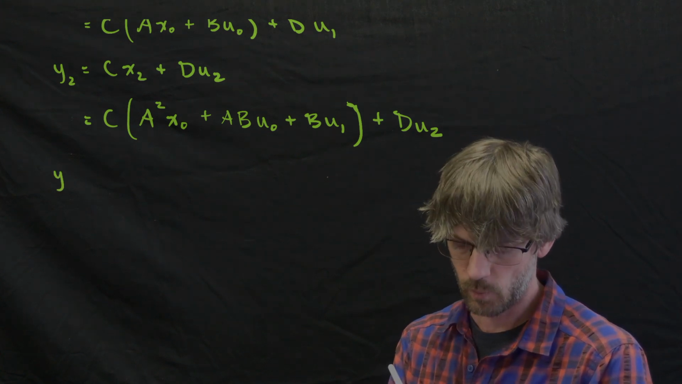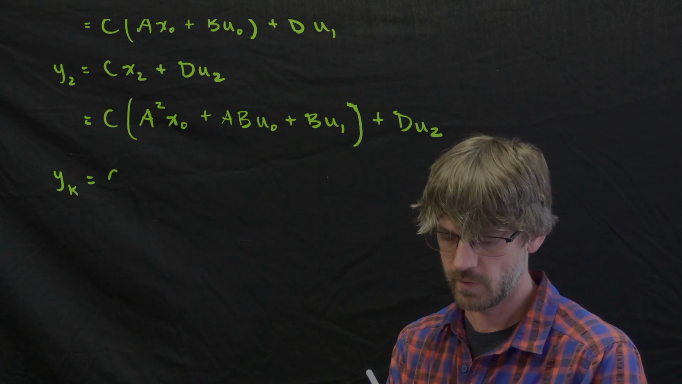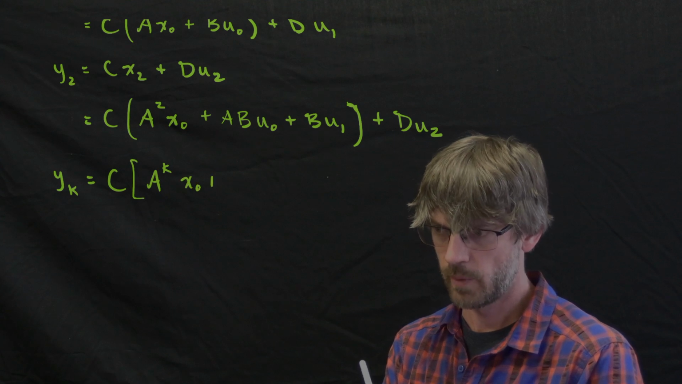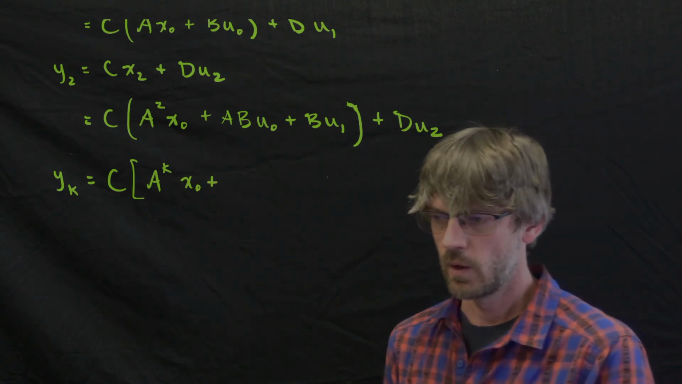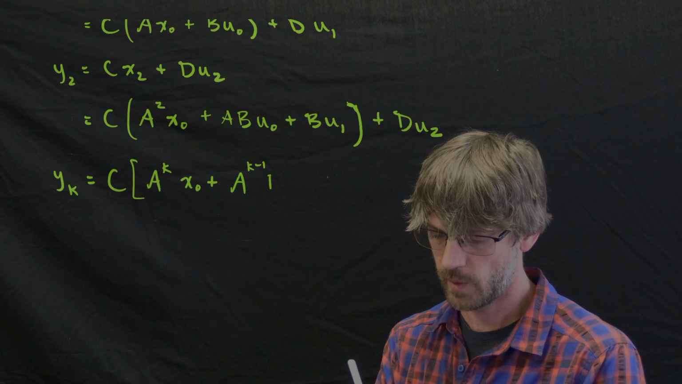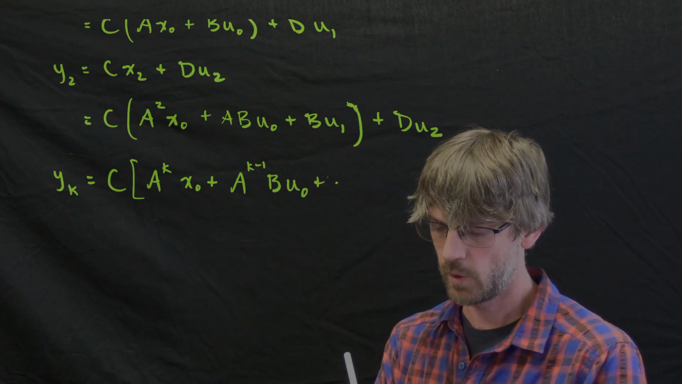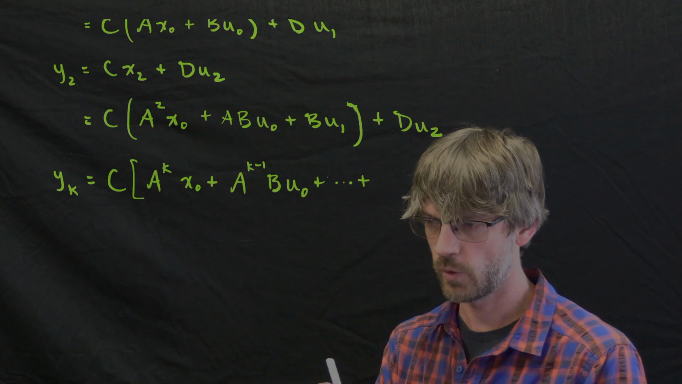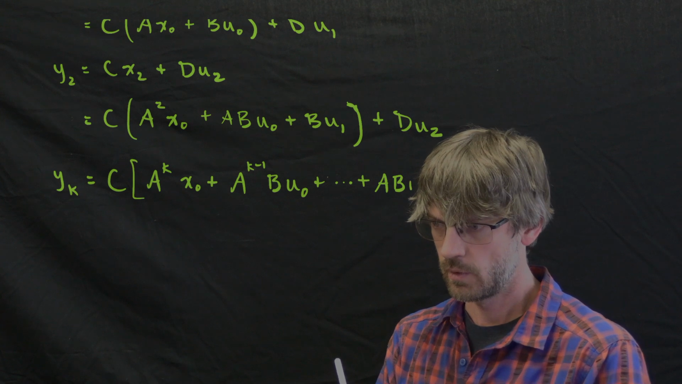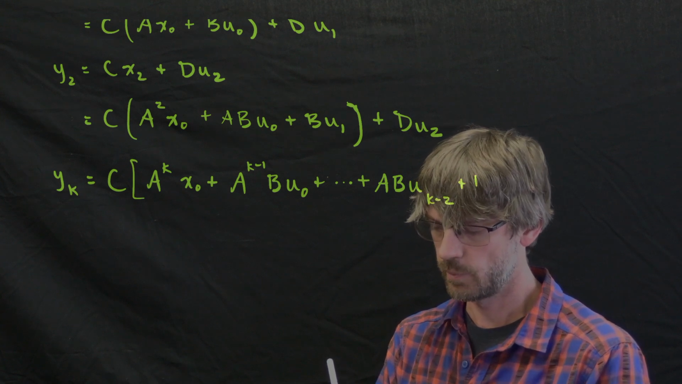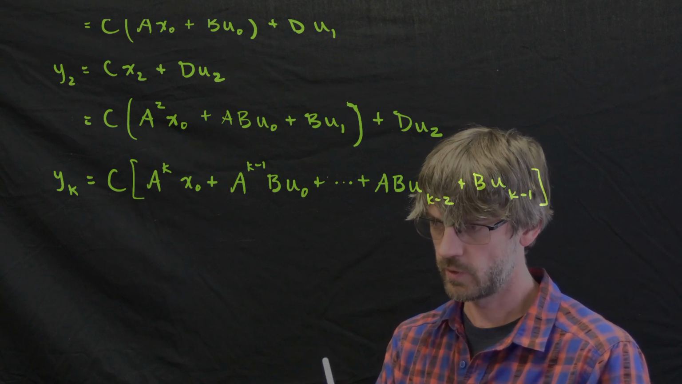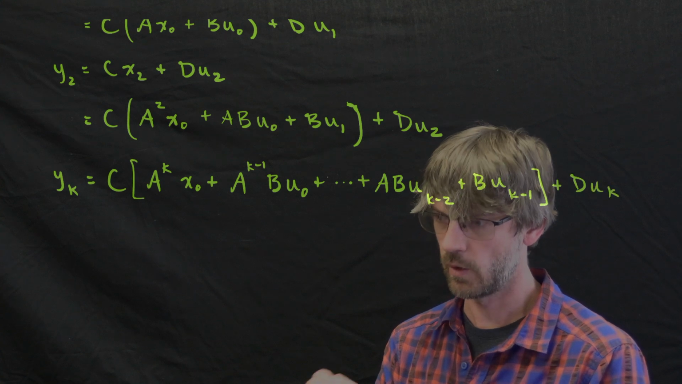Now we can generalize this and make it a function that we could apply to however many time steps we needed. So we can write out y of k is going to be c times a to the k times x0 plus, and now this part gets a little bit confusing, but then we'll simplify it down. We'll have a to the k minus 1 times b times u0, and then we'll have a whole bunch of these terms. I'll write out the one for k minus 2 here. So we have a, b, u, k minus 2 plus b, u, k minus 1. And we're still going to have the plus d, u, k all the way out there.